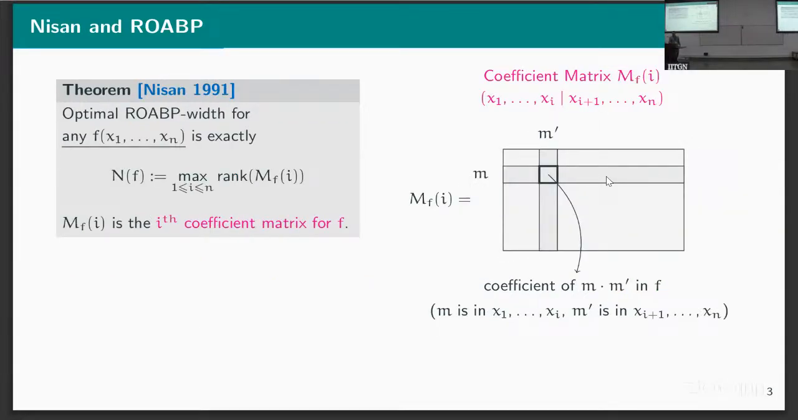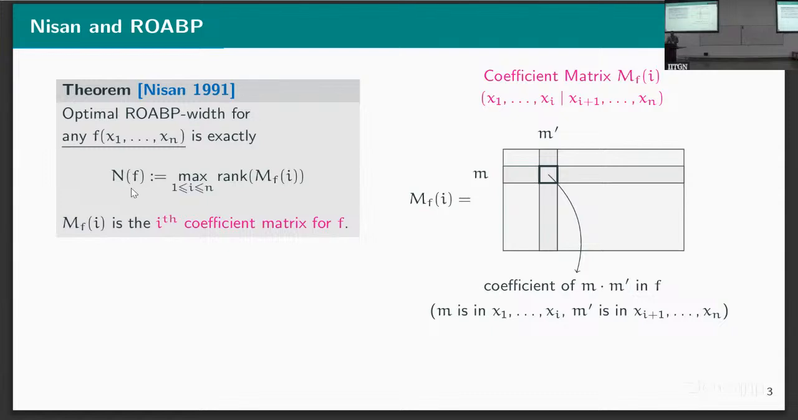Okay, yeah. So here is the theorem by Nisan from 1991. He had not stated it for other OPs, but it works. So what did he say? He said that you have any polynomial f, you want to write it as this ROABP. There is some measure that you can use. Let's call it n of f, n for Nisan, which tells you exactly what is the width you need for the ROABP for f. Exactly, no order, nothing, exactly that width.